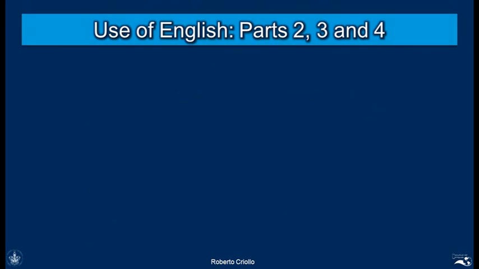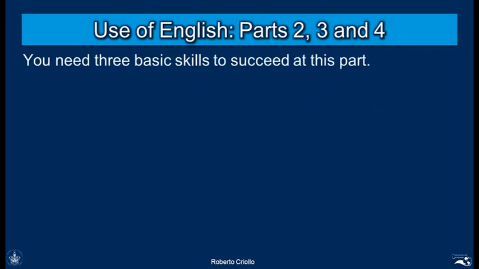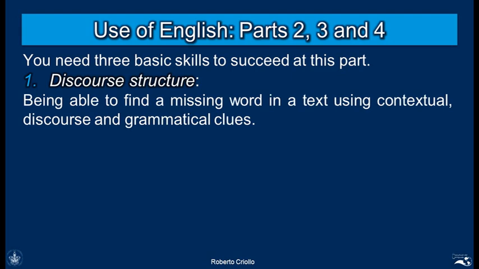Now let's take a look at the 3 skills that you need in order to be able to succeed at the use of English section of Cambridge's B2 First. Number 1, you need to be able to find a missing word in a text using only the contextual, discourse, and grammatical clues. So in other words, you have to have a very good knowledge of the discourse structure.